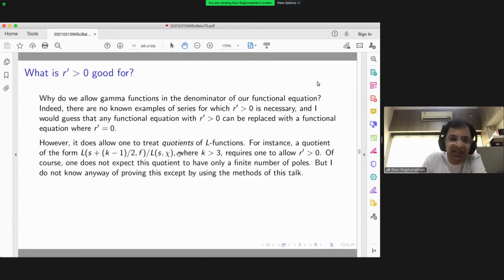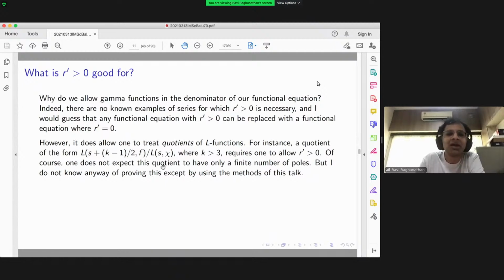Of course, one does not expect such a function to have only a finite number of poles. So one doesn't expect this sort of function to lie in A sharp. But I don't know any way of excluding that, except by first assuming that it in fact lies in A sharp, using the methods of the talk, and then ruling that out as a possibility.